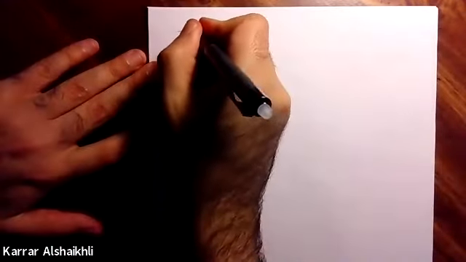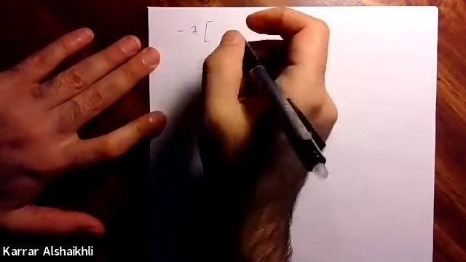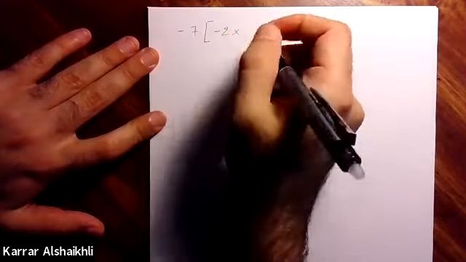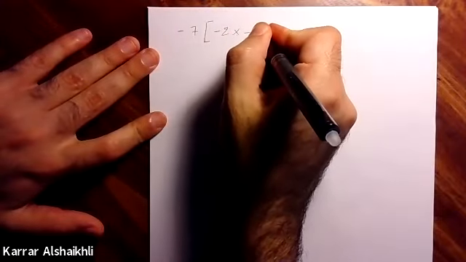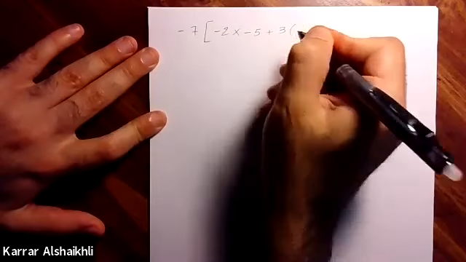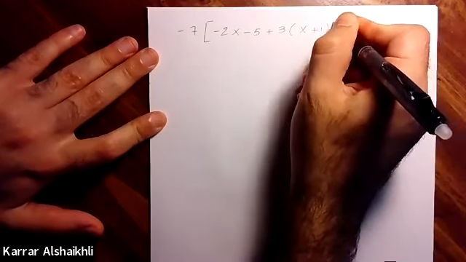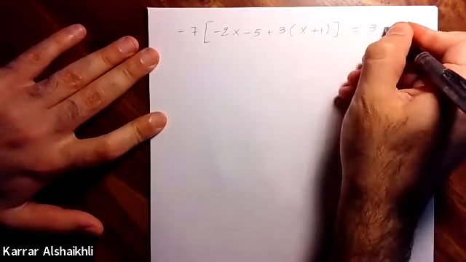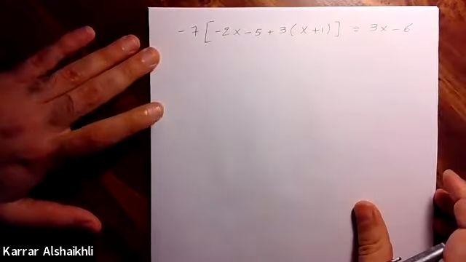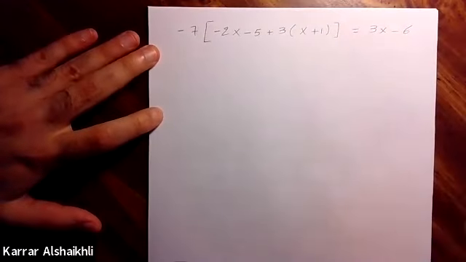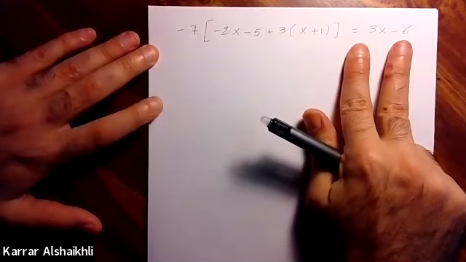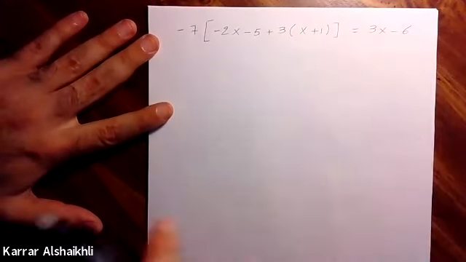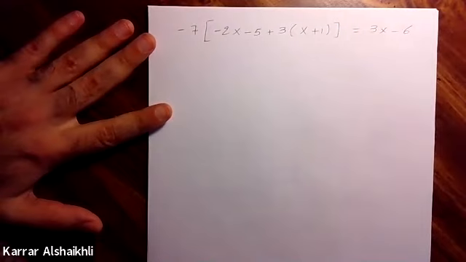So now if we have exactly the same thing, we're going to do exactly the same thing. Negative 7 bracket negative 2x minus 5 plus 3 bracket x plus 1 close the bracket equal 3x minus 6. On the right side, there are unlike terms, so we can't do anything on the right side. All the steps are going to be on the left side.